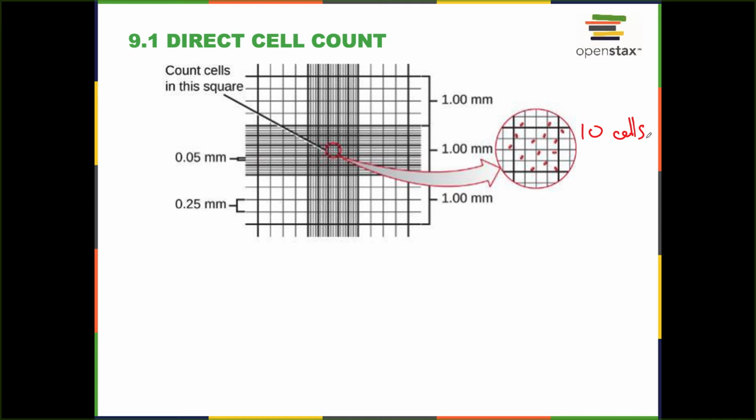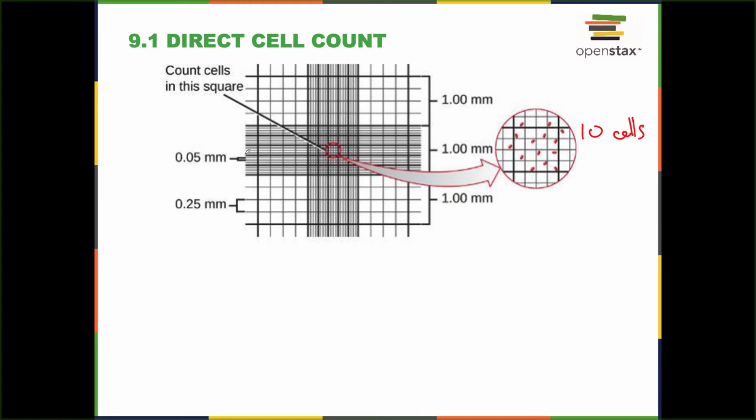Because we're trying to find the concentration, we need to know what volume this number of cells are in. So this is where our math is going to come in. Now remember, let's look at this here. Each one of these squares is 0.05 millimeter. So we're going to look at this total big square like this.